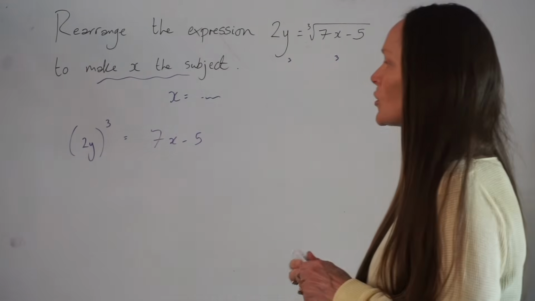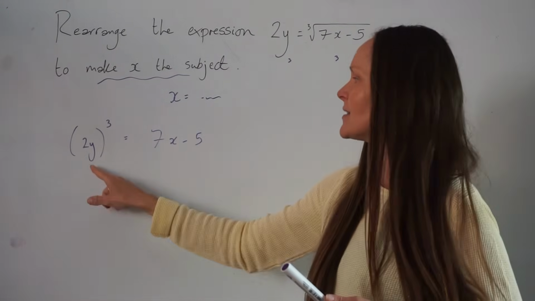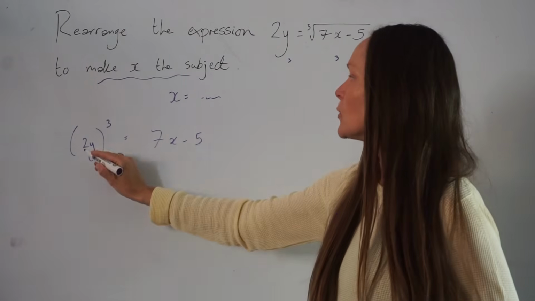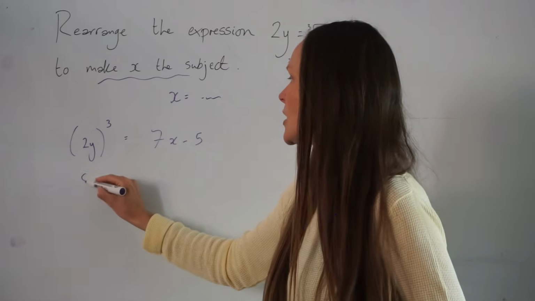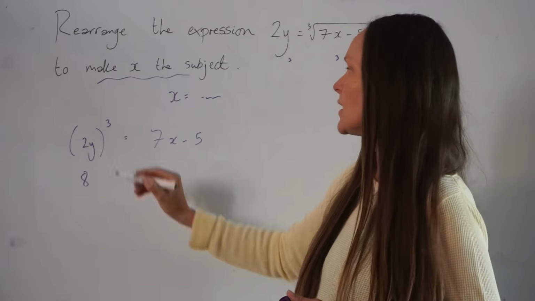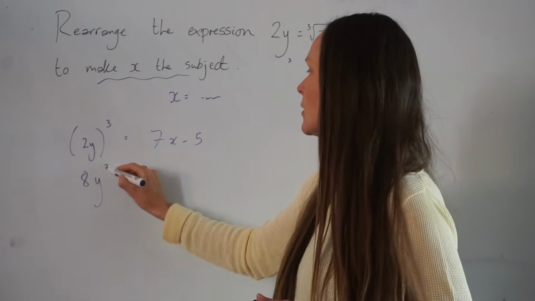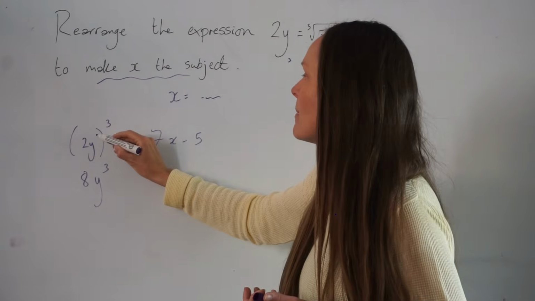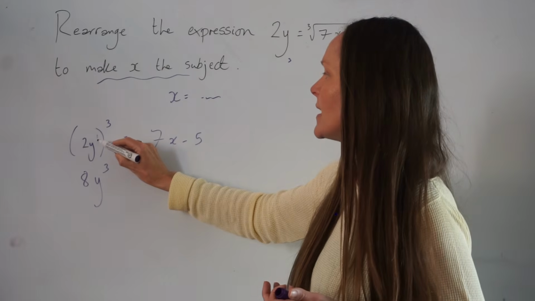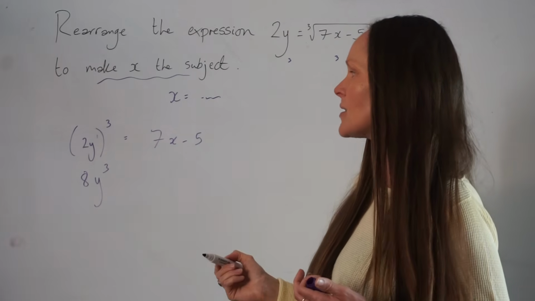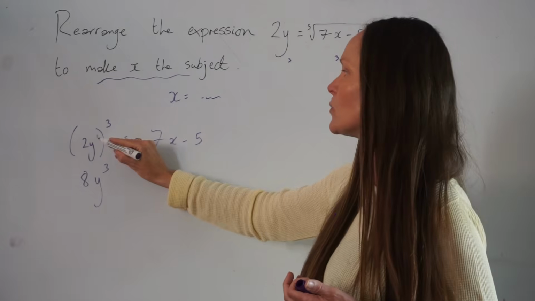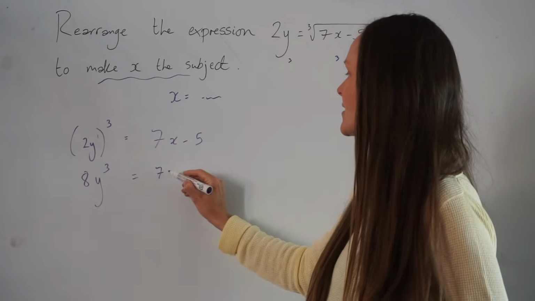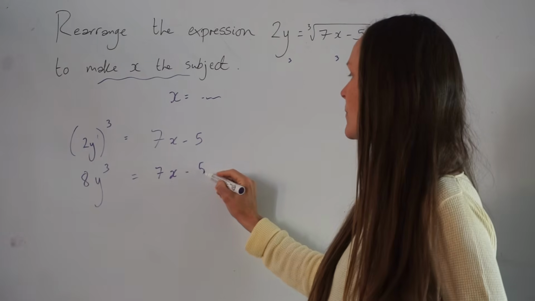Okay, so next what you can do is simplify the left-hand side. Remember you're cubing everything inside the bracket. So 2 cubed is 8, 2 times 2 times 2, and y cubed is y cubed. If the power here on the y was something different, remember you're multiplying the power inside the bracket with the power outside of the bracket. Okay, so in this case it's 1 multiplied by 3, which is 3, okay? And the right-hand side I'm just leaving as it is for now.